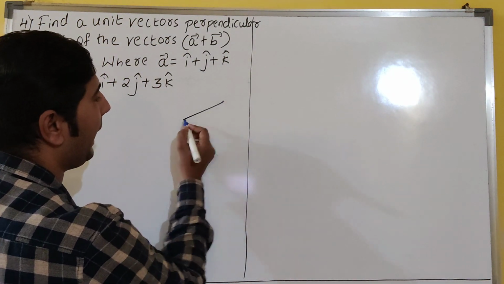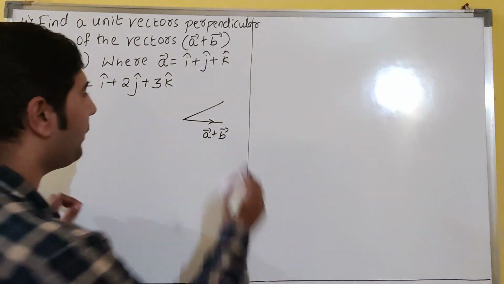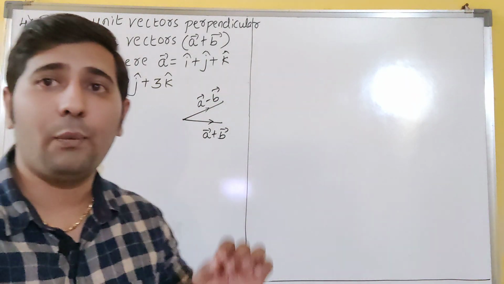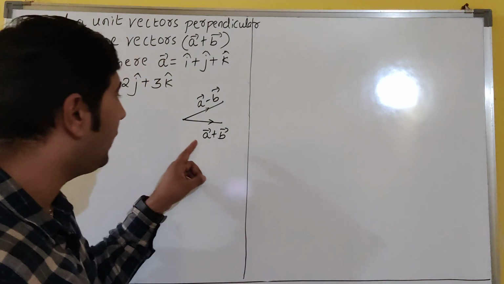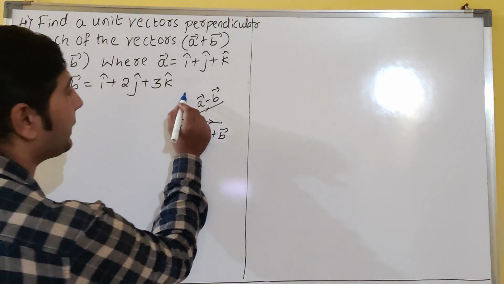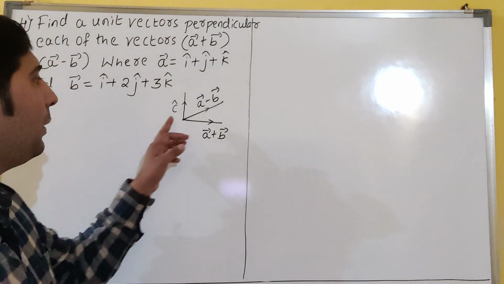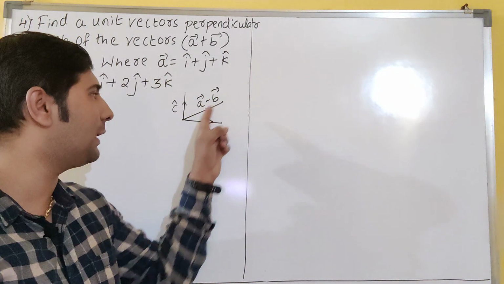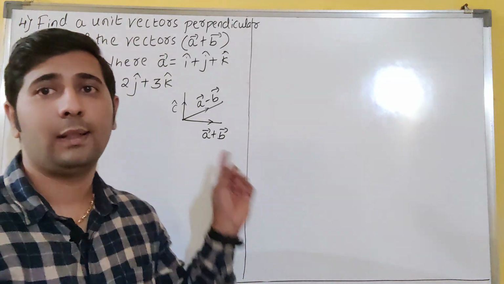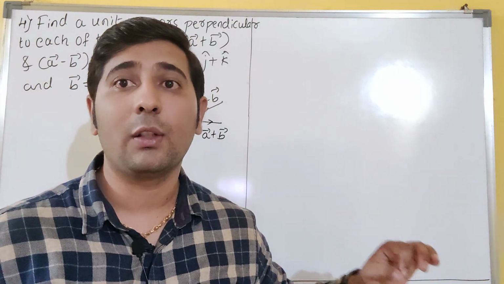Now see, suppose you take this as vector A plus B, and vector A minus B you call this. So how to find a vector which is perpendicular to A plus B and A minus B, he has asked, dear students. So let us consider this is the unit vector which is perpendicular to A minus B and A plus B, dear students. That means I have to find here C cap. And then many of the students will ask, we will find cross product.